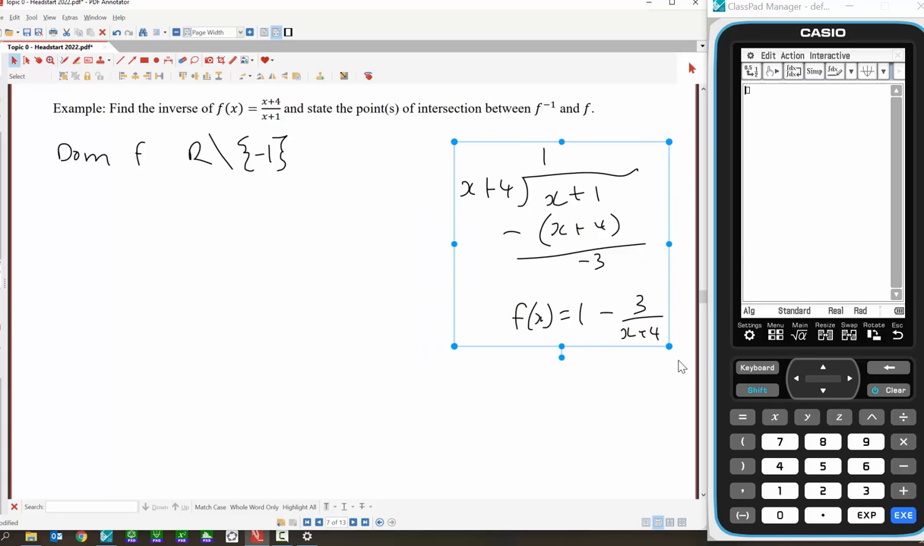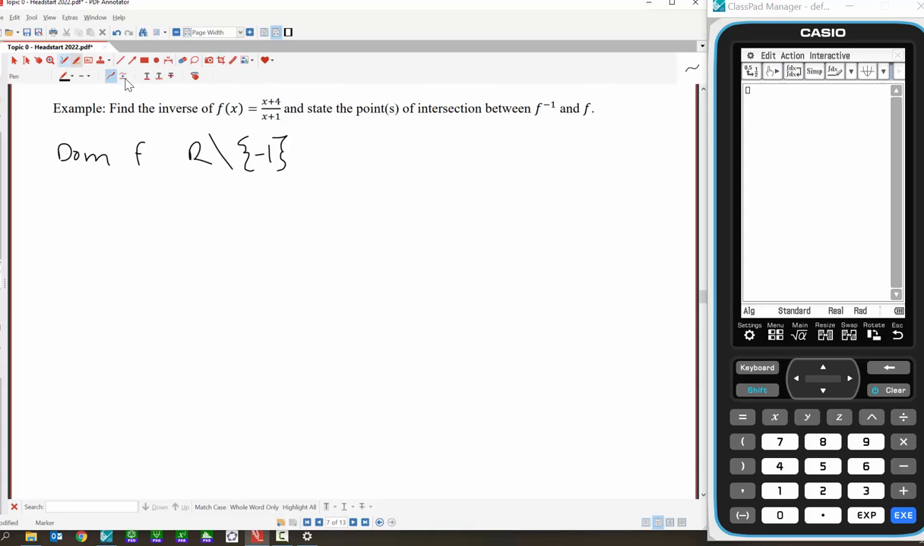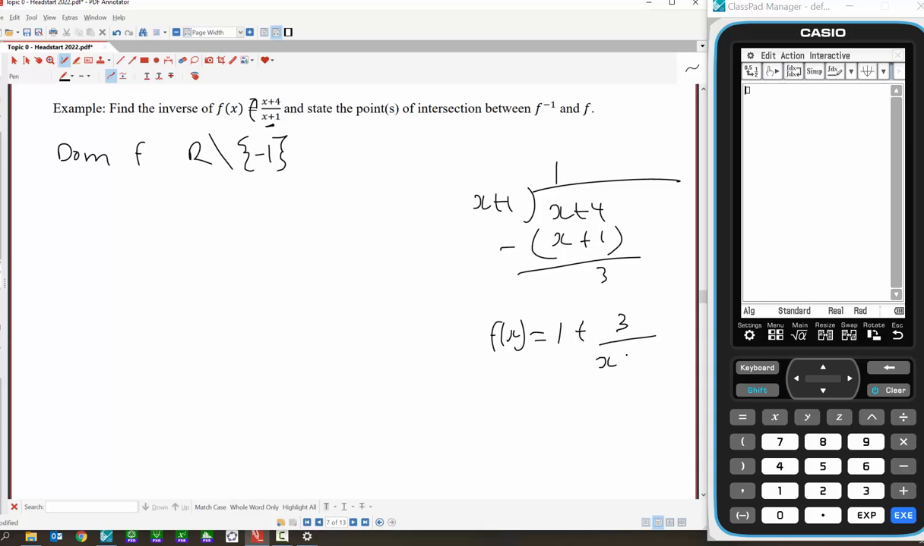Select this stuff here and let's just try that again. x plus 1 goes into x plus 4. That goes into that. 1 times x plus 1 gives you 3. So f of x equals 1 plus 3 over x plus 1. So we can see here that the hyperbola goes 1 to the left, so there, x equals negative 1, and 1 up, y equals 1, like so.